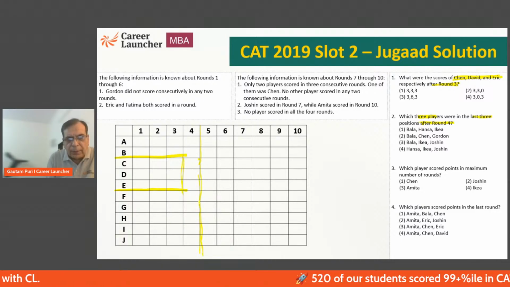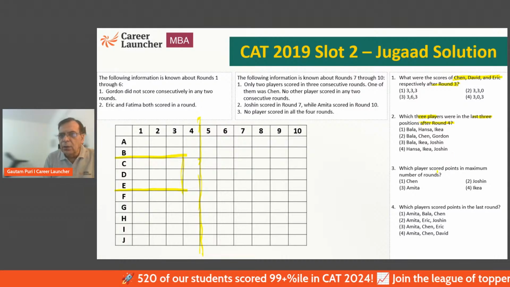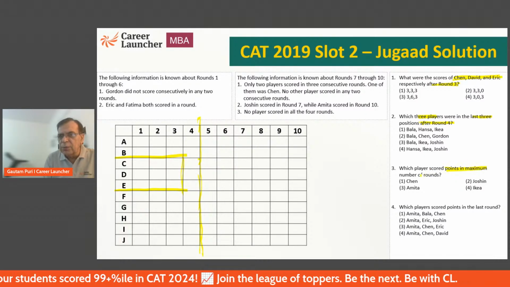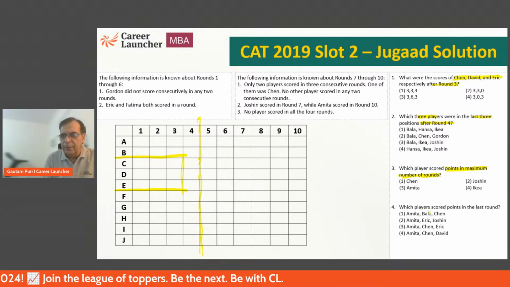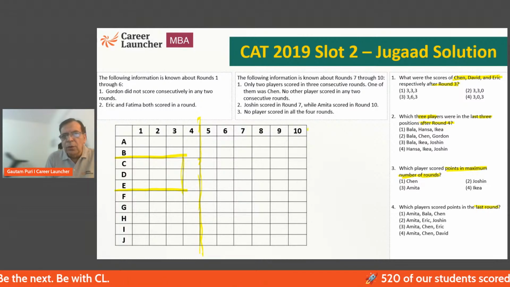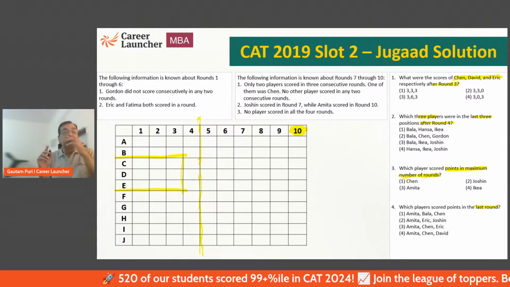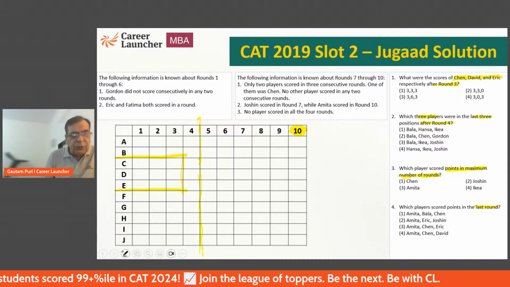Okay, so this is my second kind of a marker for myself. Third, which player scored points in the maximum number of rounds? Which player scored points in the maximum number of rounds? And the last question, which player scored points in the last round? So this is what I have with me. This is what I need to find out. Now, let me start putting the information in place.